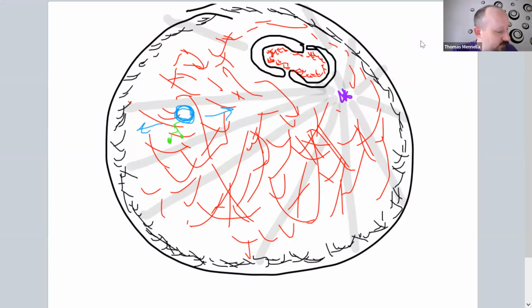Looking for a color I haven't used yet. I think it's only this kind of pukey yellow-orange.